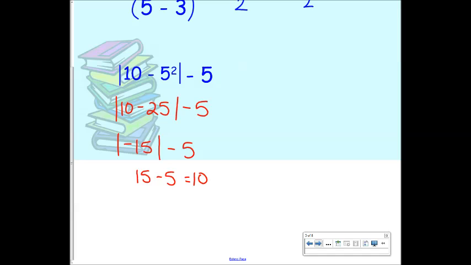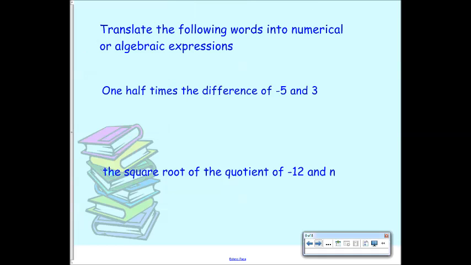When we're translating the following words into numerical or algebraic expressions, if we have order of operations, that means we have multiple things going on. So take a look at this one, which says 1/2 times the difference of negative 5 and 3. So what are our key words in there? Times and difference. Times means multiply. Difference means subtract. So 1/2 times, all right, times the difference of negative 5 and 3. So what does that look like?